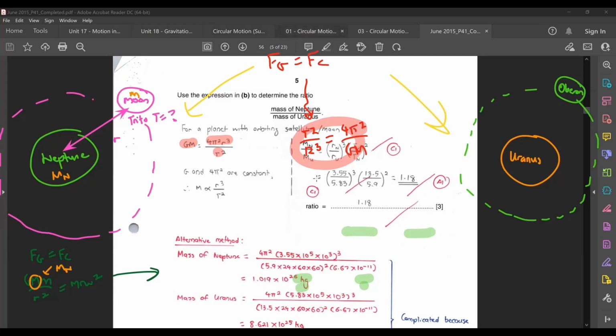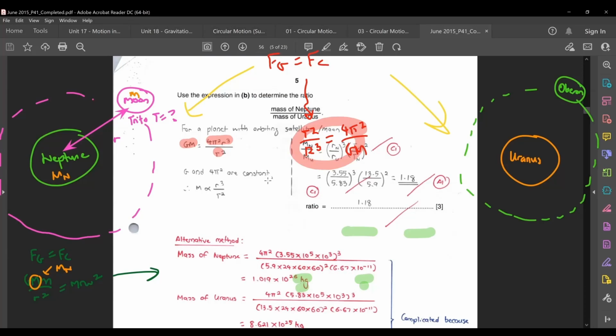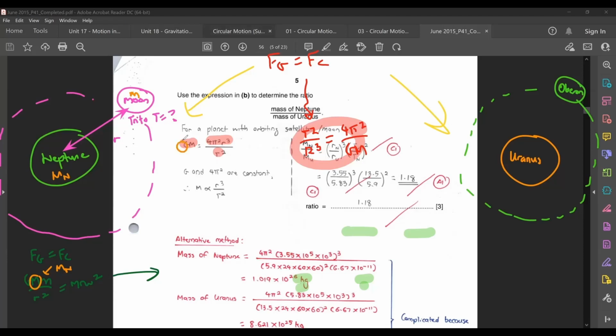Now, what is common to both cases? The only thing that is common to both cases is the universal gravitational constant G, as well as 4 pi squared. The big mass M is different for both. The R, the radius of orbit, is different for both. The period of orbit is also different for both. Okay, so there are no other constants other than G and 4 pi squared. So if G and 4 pi squared are constant, you can then say that M is proportional to R cubed over T squared.